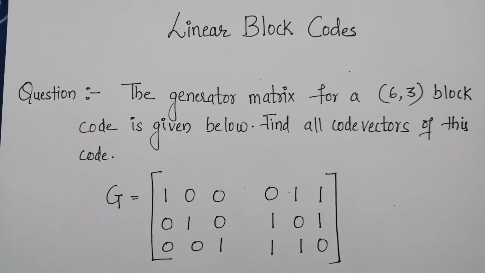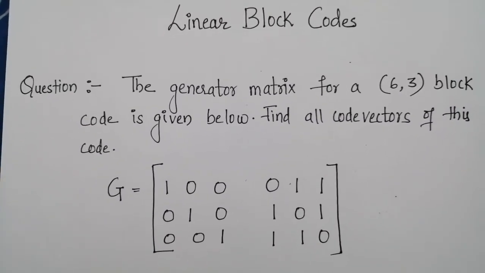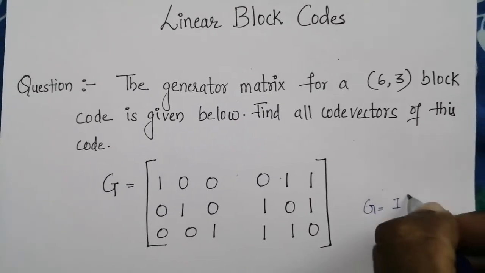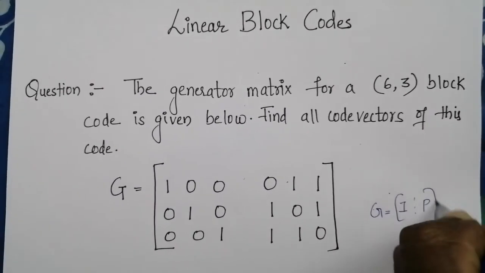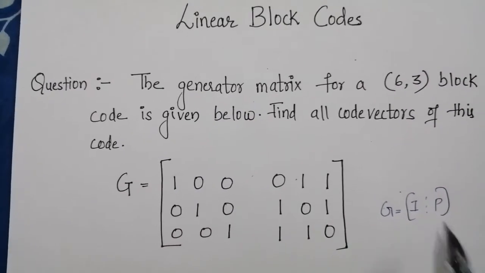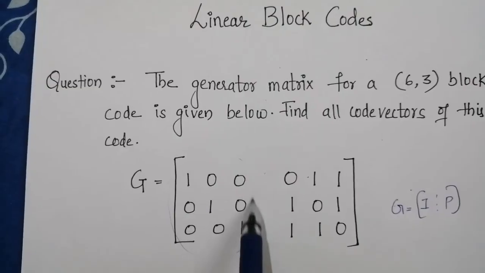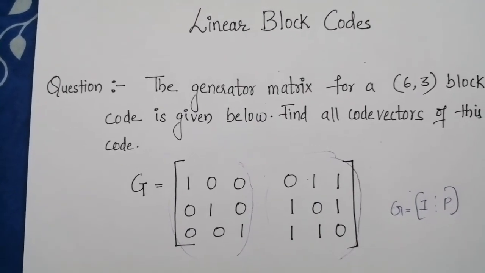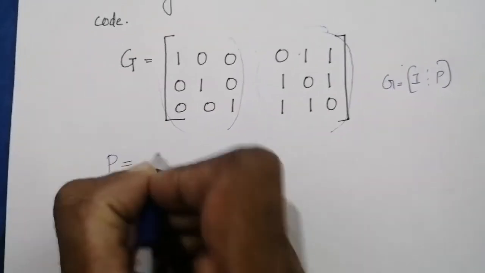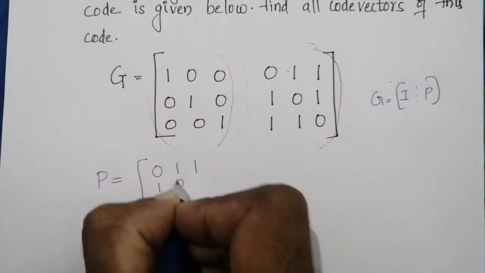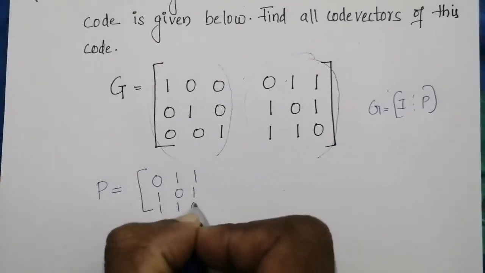Now coming back to this particular problem, we know that the general format of G will be I followed by P. So comparing our generator matrix with this particular structure, we can say that this is the identity matrix and this will be the parity submatrix. So I will write the parity submatrix as 0, 1, 1, 1, 0, 1 and 1, 1, 0.